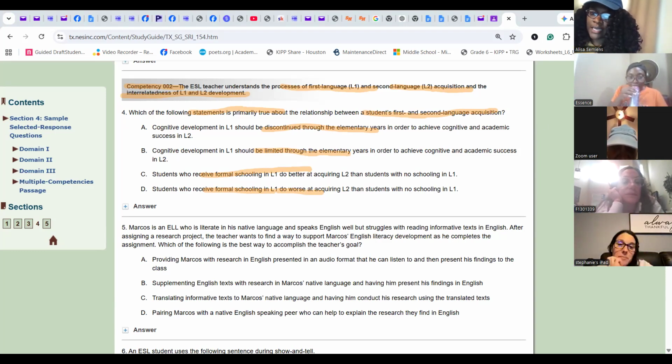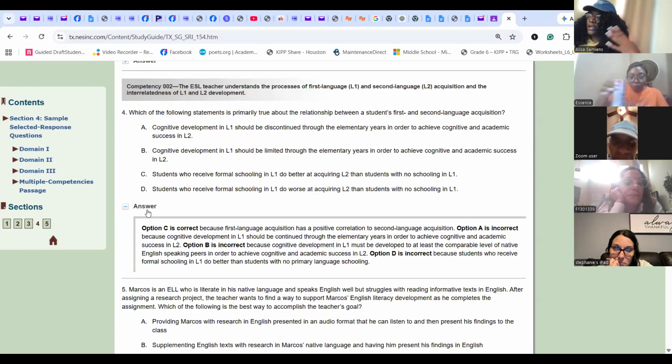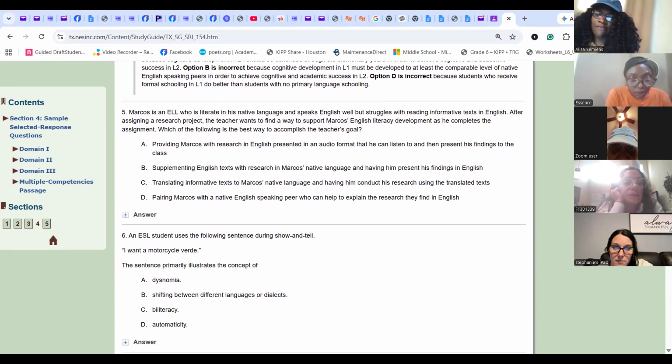So if you said C, you would be correct. Students who receive formal schooling in L1 do better at acquiring L2 than students with no schooling in L1. And you're going to have that question in a variety of ways, right? It's not going to be the same. Some of the questions are going to be straight to the point. Some of them are going to be longer form, but it's still the same concept. All right, let's look at 5.